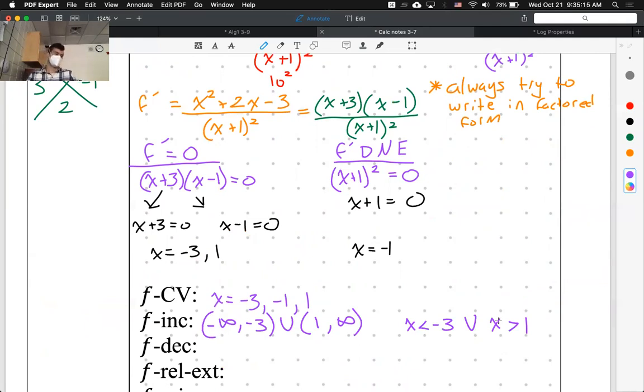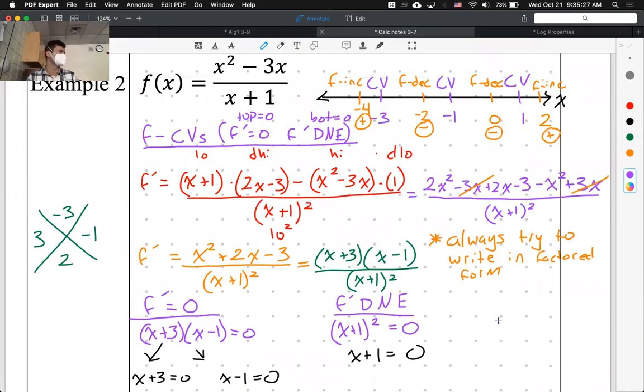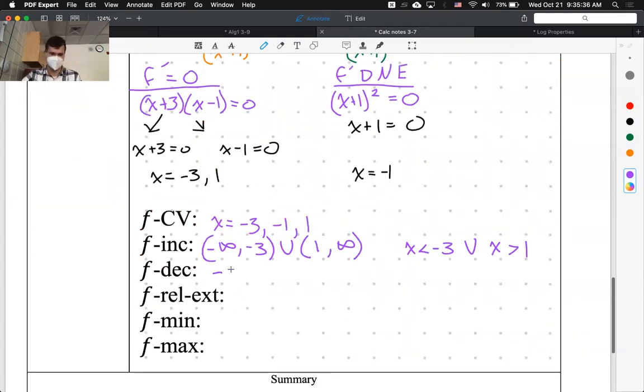All right, Chris, I'm going to give you this one, and I'll point out this is kind of a trick question. It's not that much of a trick. You have to be careful about this. F is decreasing where? Negative 3 to negative 1. And what's the next one? Negative 1 to 1. Darn, you didn't fall for my trap.